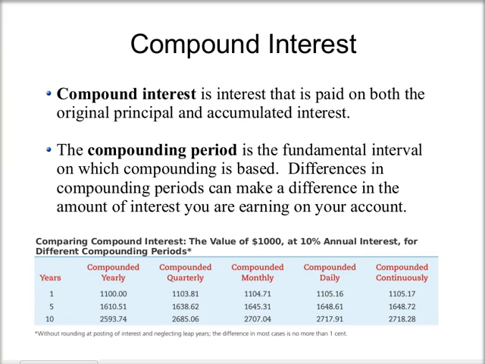So let's take a look at this chart here. This compares the amount of interest you earn with the same annual interest rate starting with $1,000 but with different compounding periods. And you can see that the more often the interest is compounded, the more interest you're going to have. But there is a limit to how much interest you can earn by compounding more often, and this is shown in the far right column labeled compounded continuously. We'll look at this in the next section.